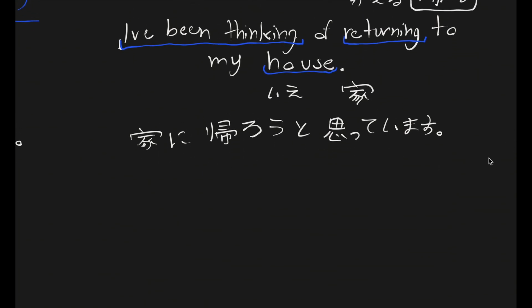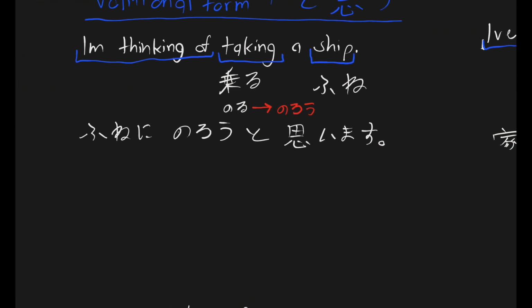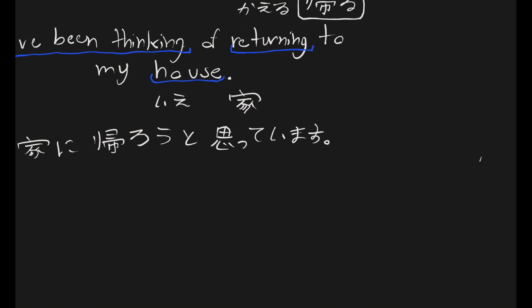Let's do another example. So let's just move over again. That's easier, isn't it? So let's translate the sentence. I'm thinking, let's do, I'm thinking of drinking too much.